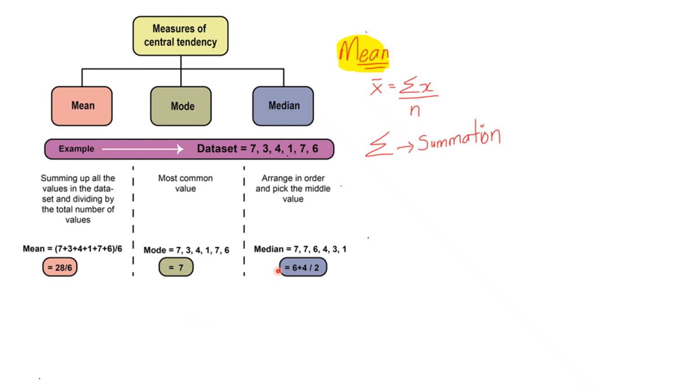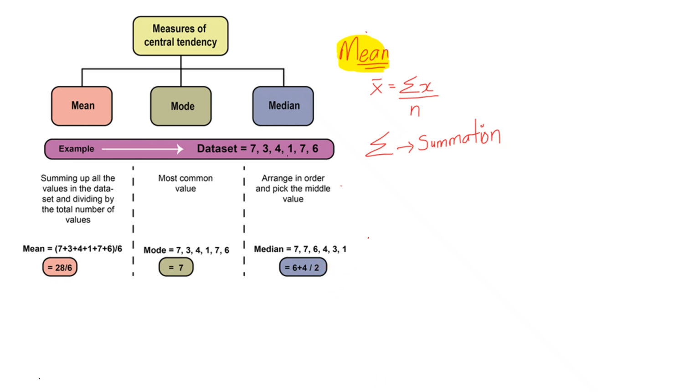And in case of median, what we do is we basically arrange the data in order. That order can be descending or that order can be ascending. It's up to you completely. And then you come up with the middle value. Now, if the data values are even in number, then what you do is you identify the two middle values and you divide their sum by 2. And if the data values are odd in number, then the middle value will be considered as the median.